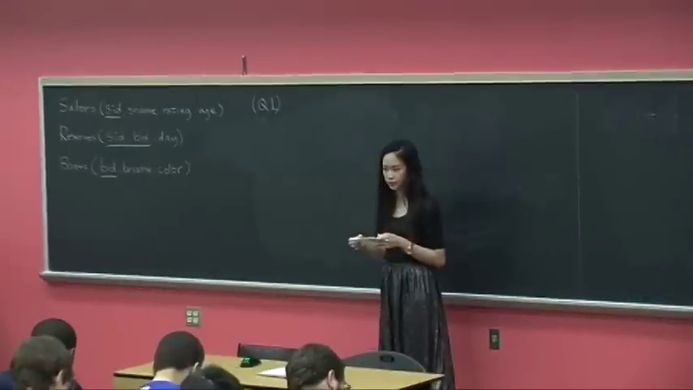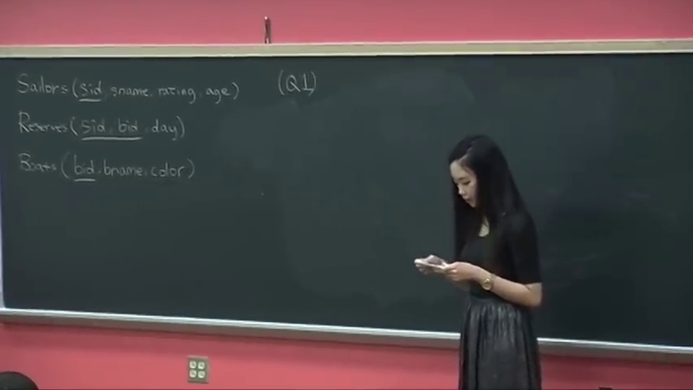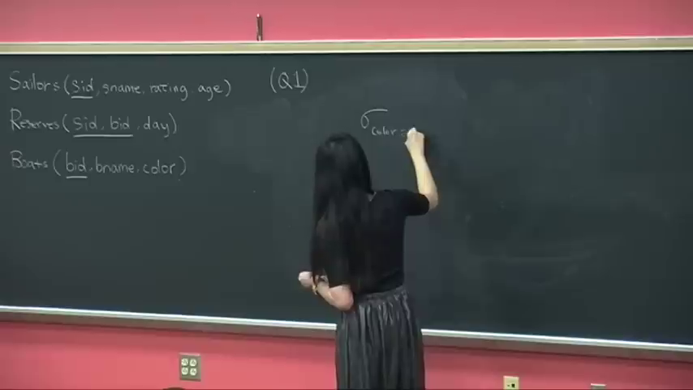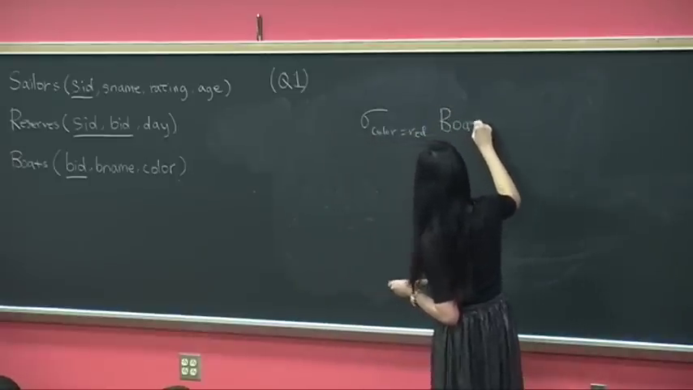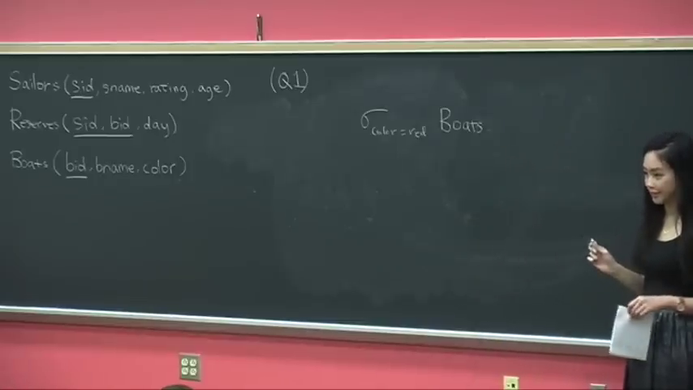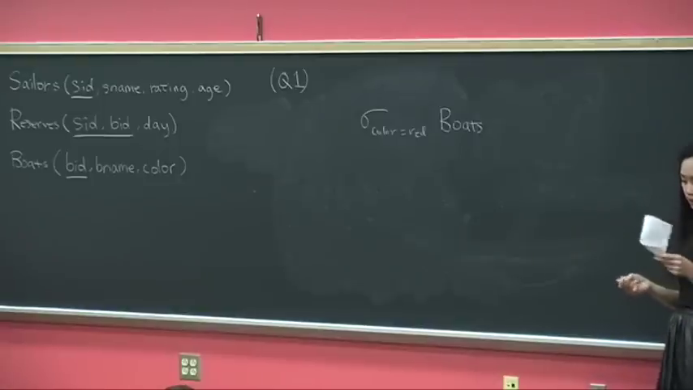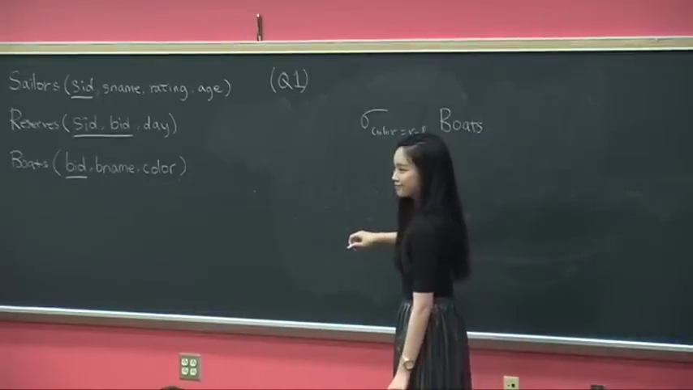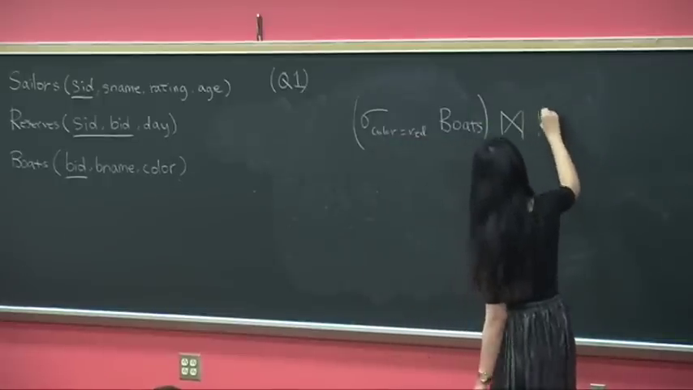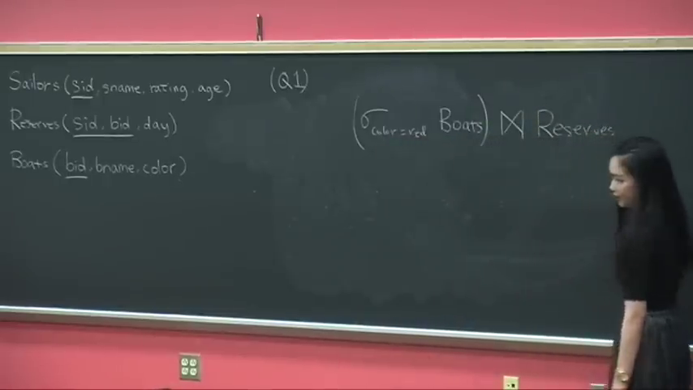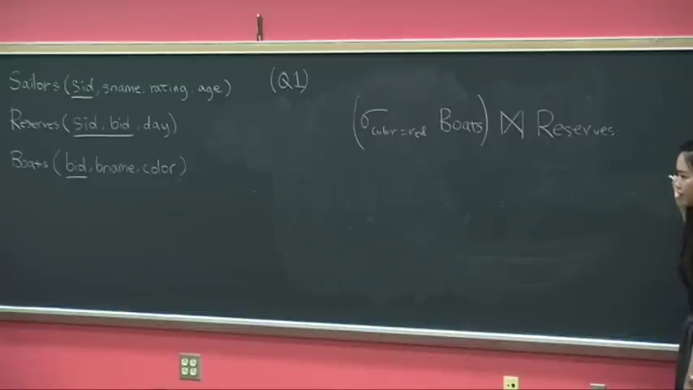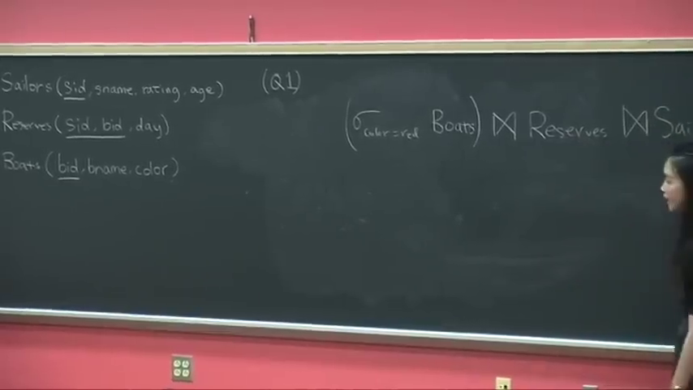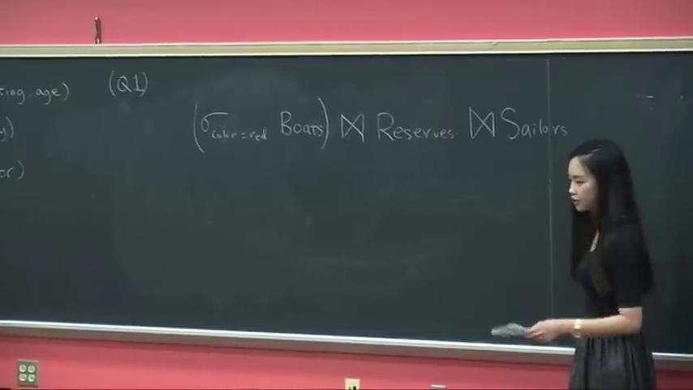Okay, what's the first step you want to do? Selection where the color is equal to red. Yeah, so we do this where the color is red on boats. First step, we get the boats that we are sure are red. What next? Join the reserves. Okay. Reserves have SIDs, but does it have the name? No. Again, join with sailors. And then our final goal is to find the names of sailors, so projection.